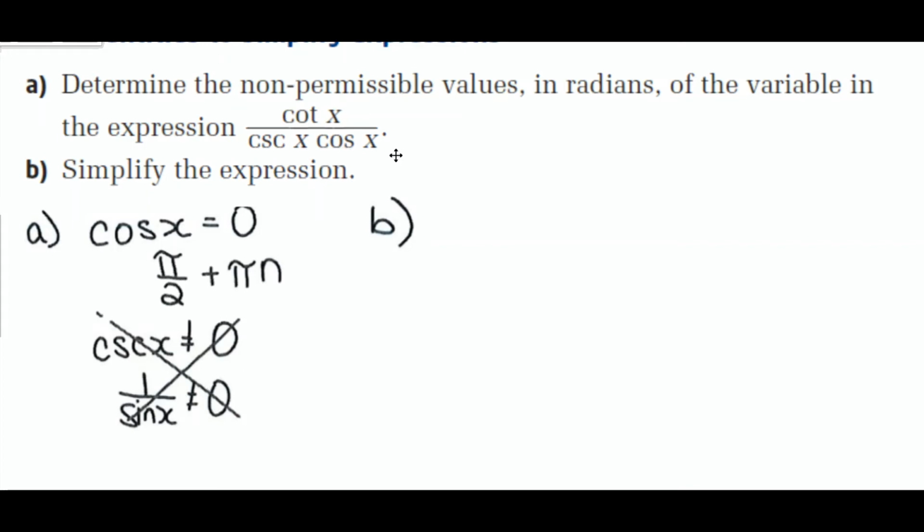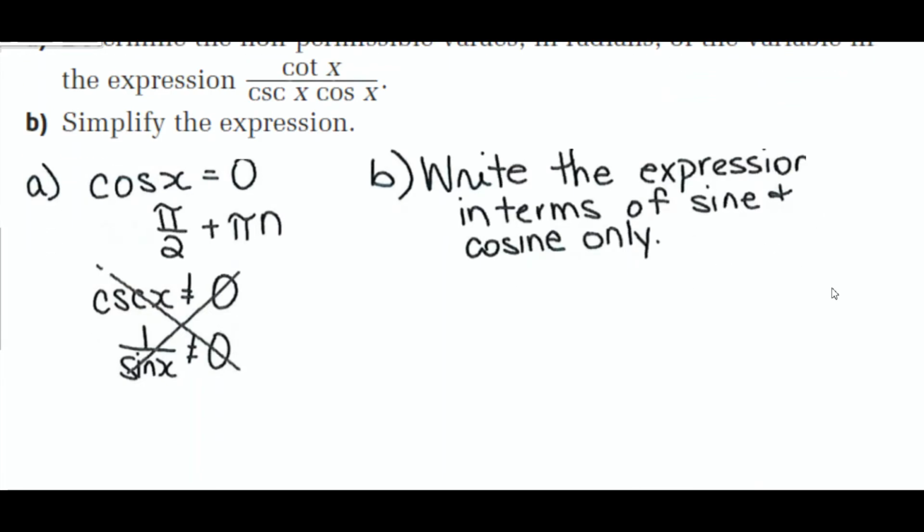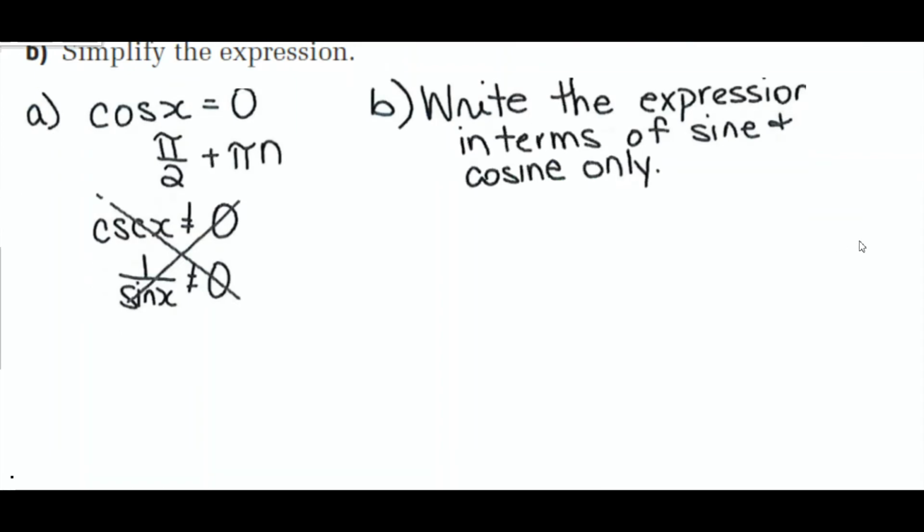Part B asks us to simplify the expression. So basically, that's a fancy way of saying write the expression in terms of sine and cosine only. So I only want to write it with sine and cosine. I don't want that cotangent, and I don't want that cosecant. So that means we're going to have to do a little bit of flip-flopping in order to get what we need in here. So the first thing we're going to do is start with the equation.